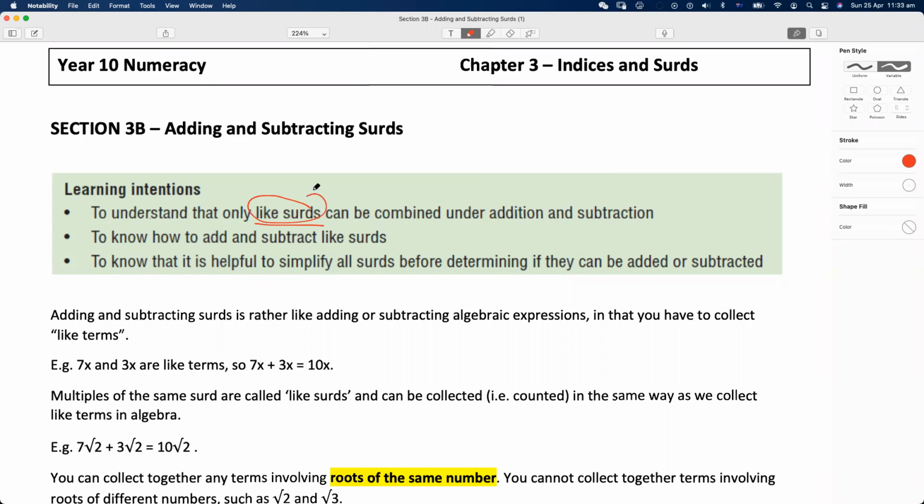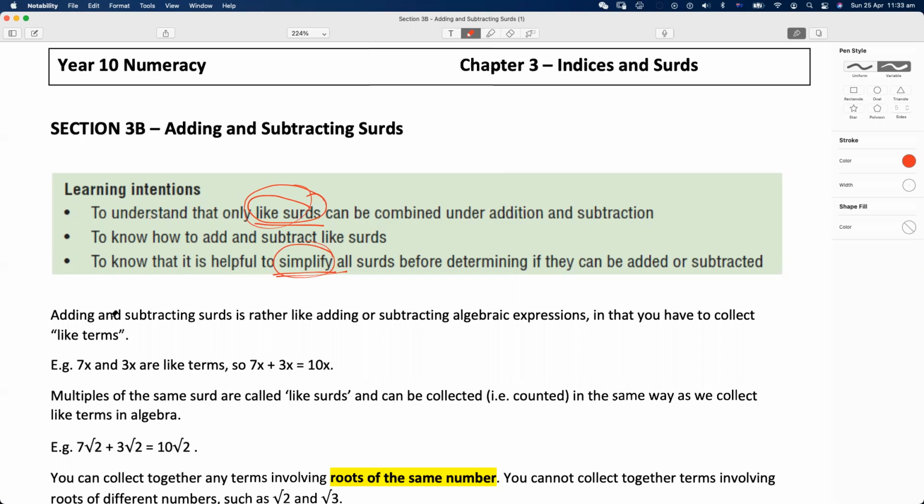So you might have heard of like terms, and like surds is going to be very similar to like terms. To know how to add and subtract like surds, and lastly, to know that it is helpful to simplify all surds before determining if they can be added or subtracted. So pretty much this class, we're working out like surds and simplifying and addition and subtraction in the end.